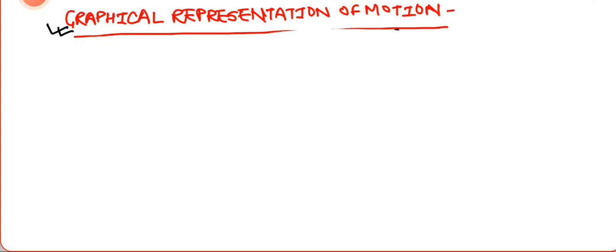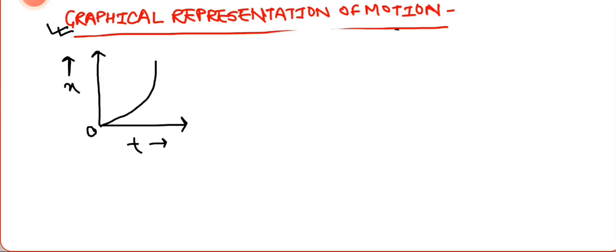Now senior students, let us consider the same graph. The horizontal axis denotes the time and the vertical axis denotes the distance or the position. At this point of intersection, let us consider this is O, the point of origin. Now let us consider we get a parabola shaped slope.